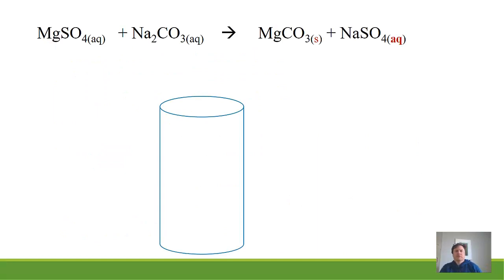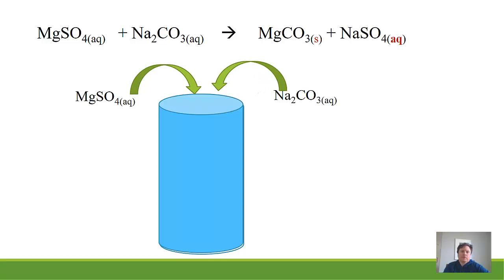So let's visualize what's going on here. Here's our equation. Let's say we take some magnesium sulfate and some sodium carbonate. We combine them. What we're going to form here at the bottom is our precipitate. Well, what is that exactly? If we look up here in our equation, we can see that it is magnesium carbonate. Great. But now, what's going on with this sodium sulfate?